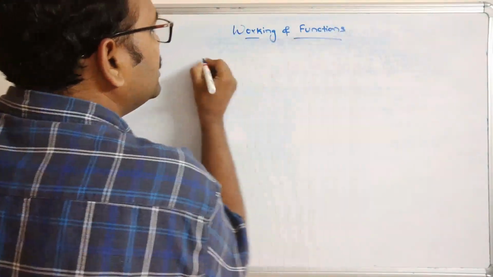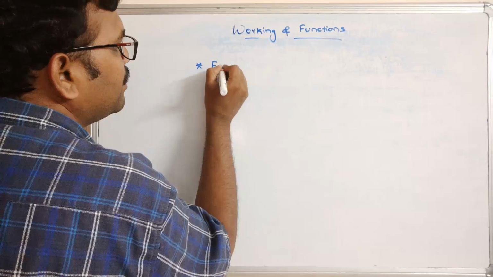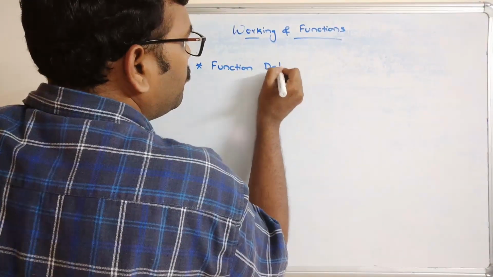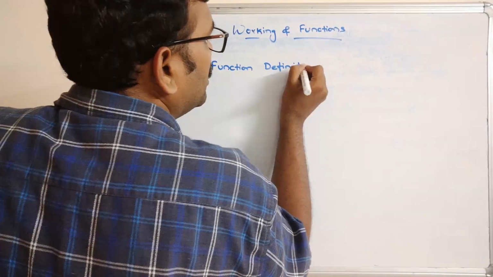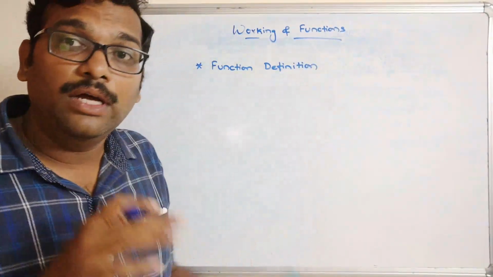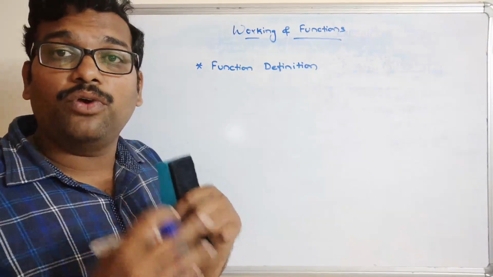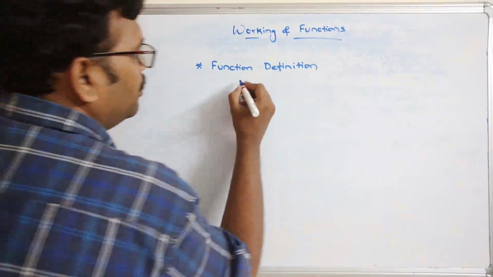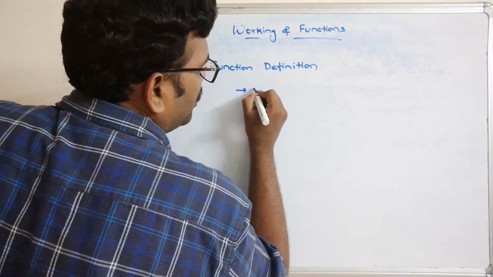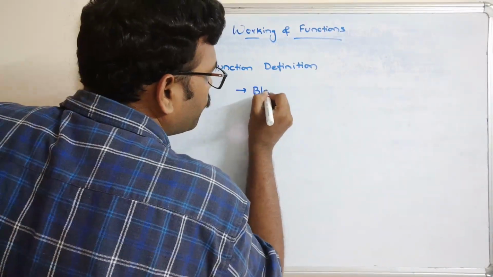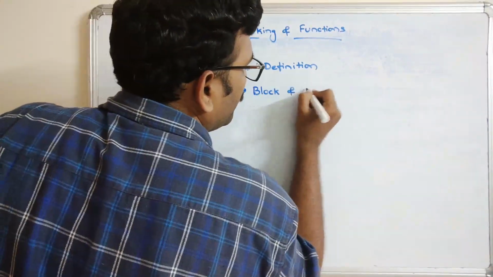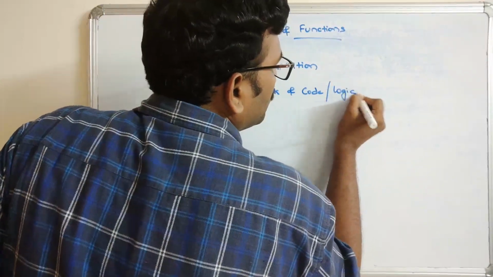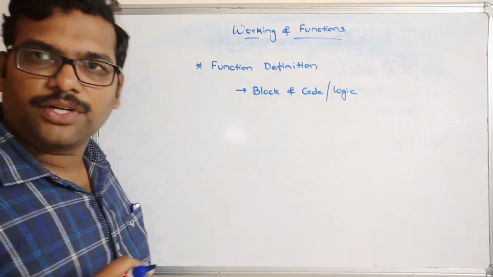So here we have to consider two things. One is function definition. What is this function definition? This is the place where we are going to write the complete block of code or logic. It's called a function definition, right?